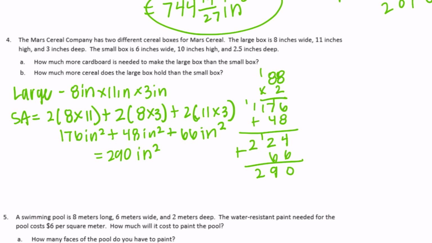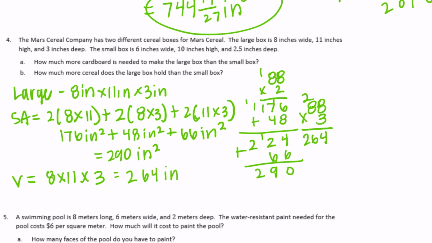And then let's go ahead and find the volume so that we can just compare them all. So 8 times 11 is 88. Times 3, let's do 88 times 3. 3 times 8 is 24, plus 2 is 26, would be 264 inches cubed for the volume. So that's the large box.